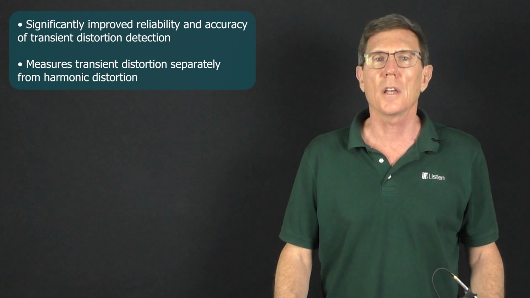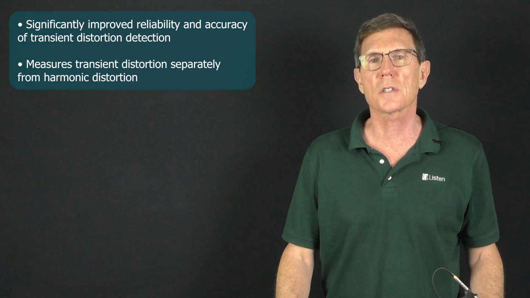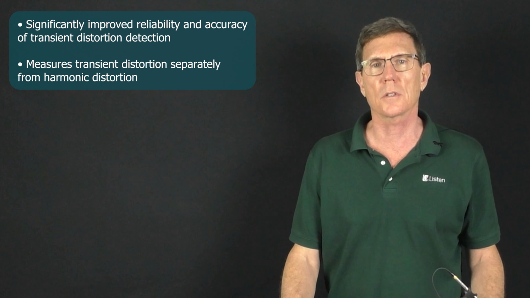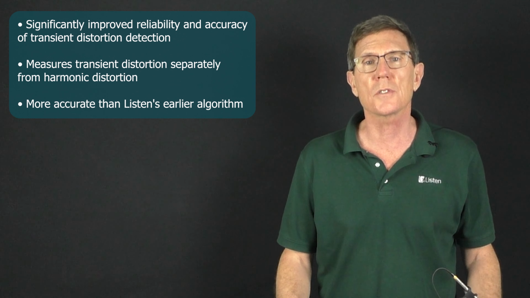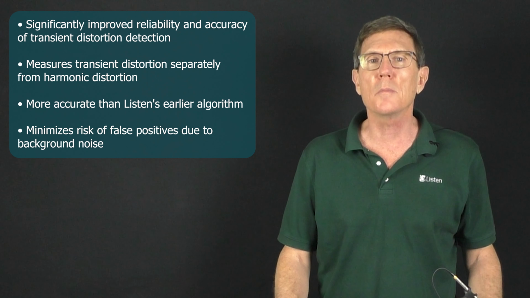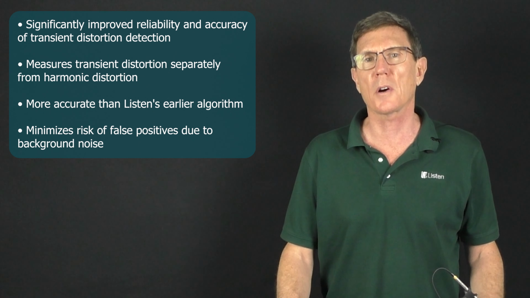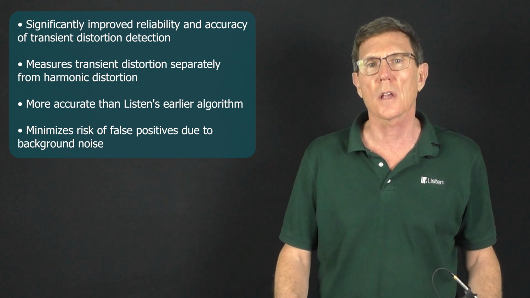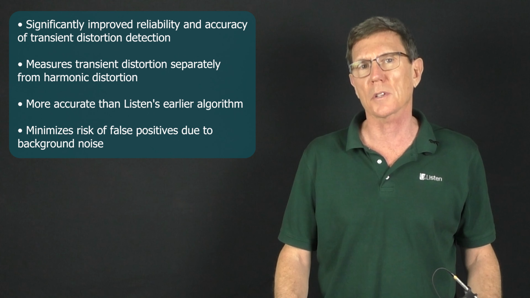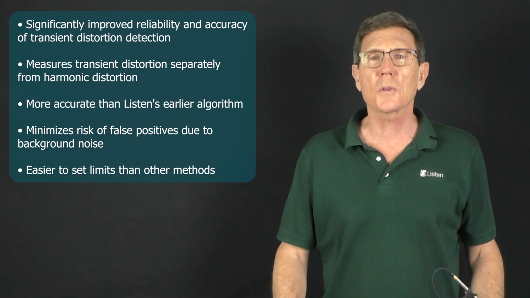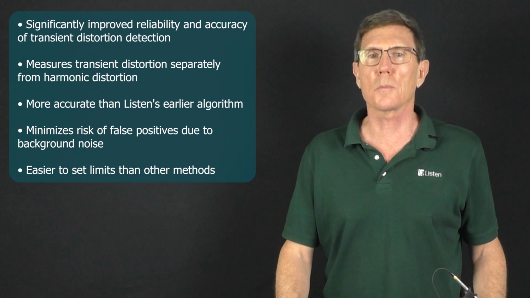This new transient distortion method, known as the enhanced loose particle algorithm, significantly improves the accuracy and reliability of transient distortion detection. It measures transient distortion separately from harmonic distortion. It is more accurate than Listen's earlier algorithm, and it minimizes the risk of false positives due to background noise that is inherent with other measurement techniques. It's also easier to set limits than other methods.